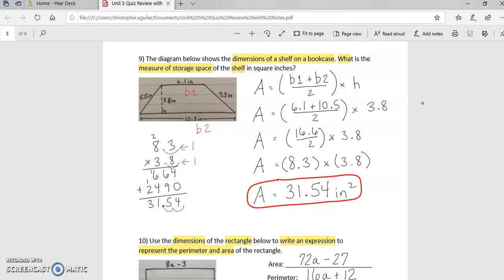So when I add these together, it's 16.6. 16.6 divided by 2 is 8.3. And then I multiply that times 3.8, the height of the trapezoid. So 8.3 times 3.8, I end up getting an answer of 31.54 inches squared. So again, base 1 plus base 2 divided by 2 because I'm trying to find the average of these 2 bases, and then I multiply it by the height.